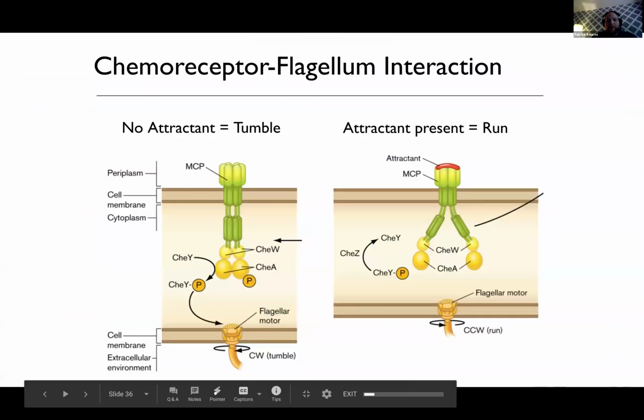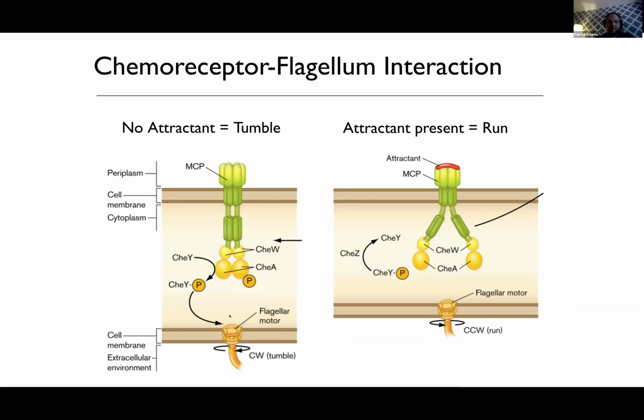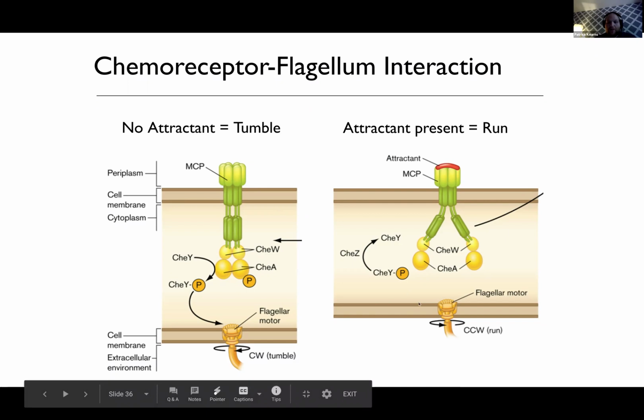All right, so back to where we left off. The presence and absence of attractants causes changes in the conformation of proteins in these receptors, which cause different changes in the spinning of our flagella.